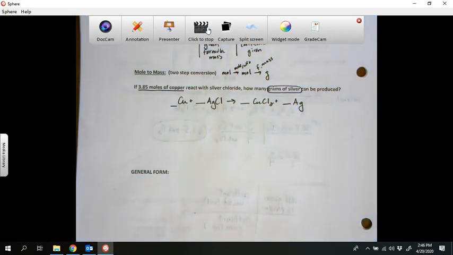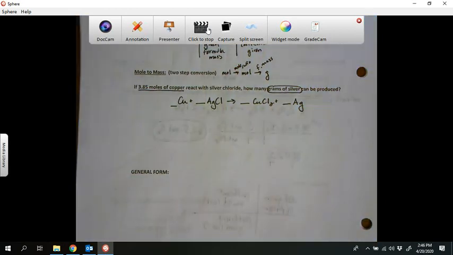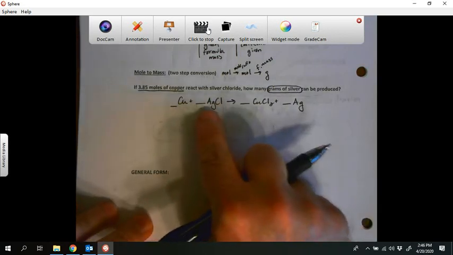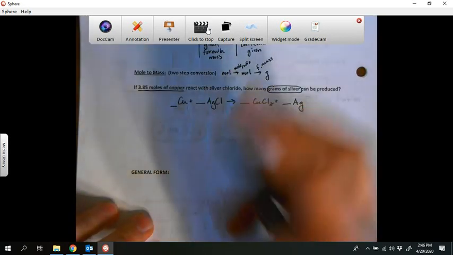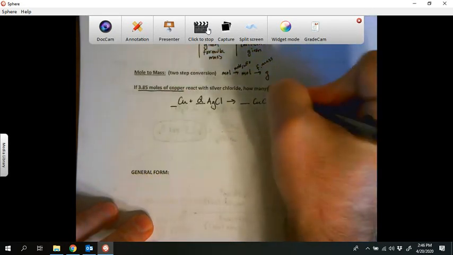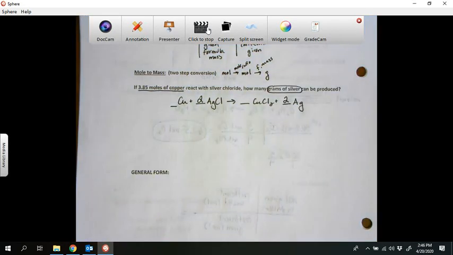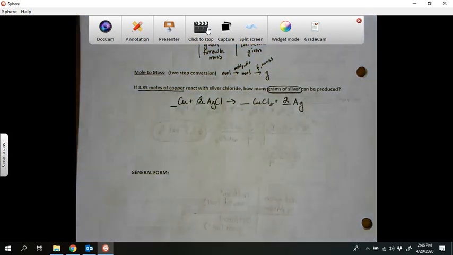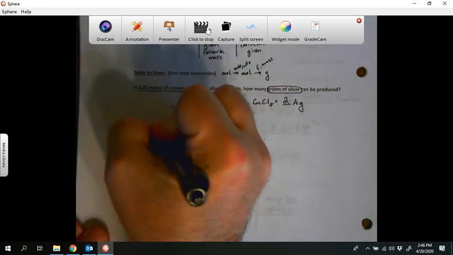If you remember back to when we talked about reactions, this is a single replacement reaction. So we have to make sure that it's balanced, and this equation is not balanced. Our copper is balanced, our silver is balanced, but our chlorines are not. So I have to put a 2 here and then a 2 in front of the silver. So now we're balanced. So we are going to start with 3.85 moles of copper.